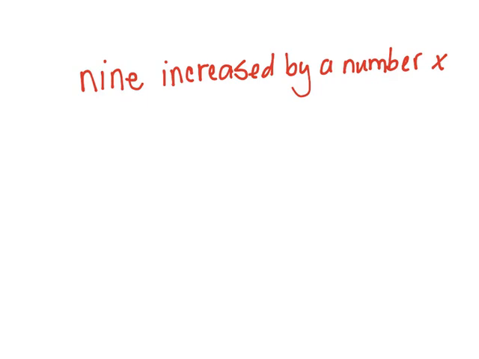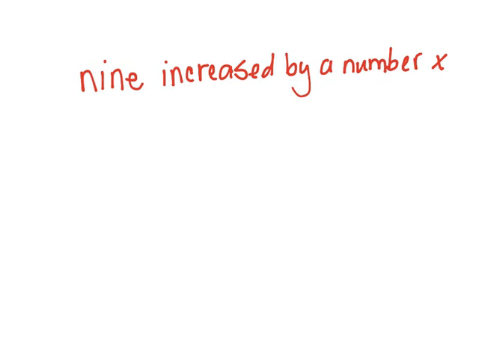Today we're going to talk about expressions. We're just going to put the words into an expression using variables. And remember, a variable is when we put a letter in to represent a number that we don't know. So the first one says 9 increased by a number x.